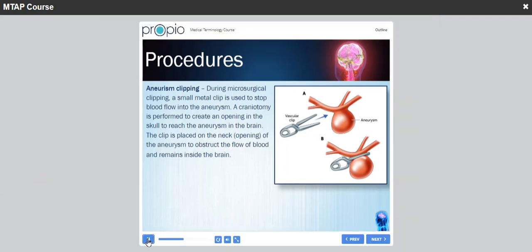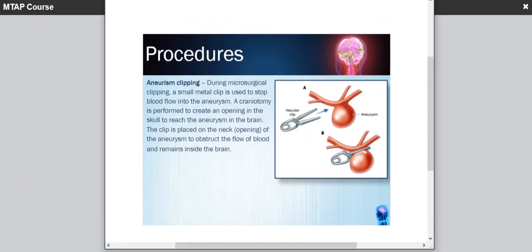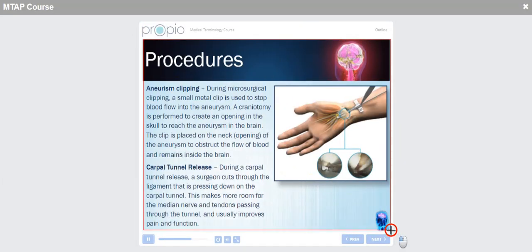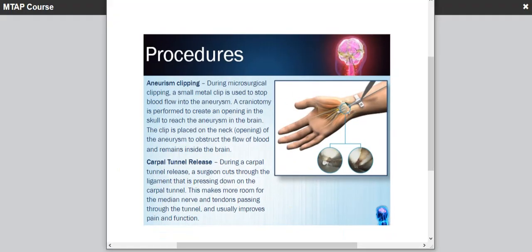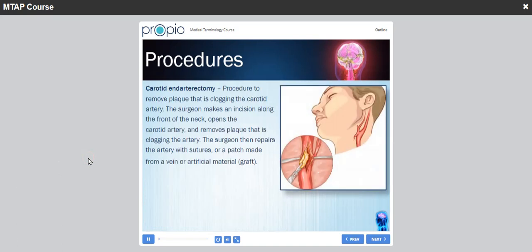The surgeon makes an incision along the front of the neck, opens the carotid artery, and removes plaque that is clogging the artery. The surgeon then repairs the artery with sutures or a patch made from a vein or artificial material, graft. Herniated disc surgery, discectomy.